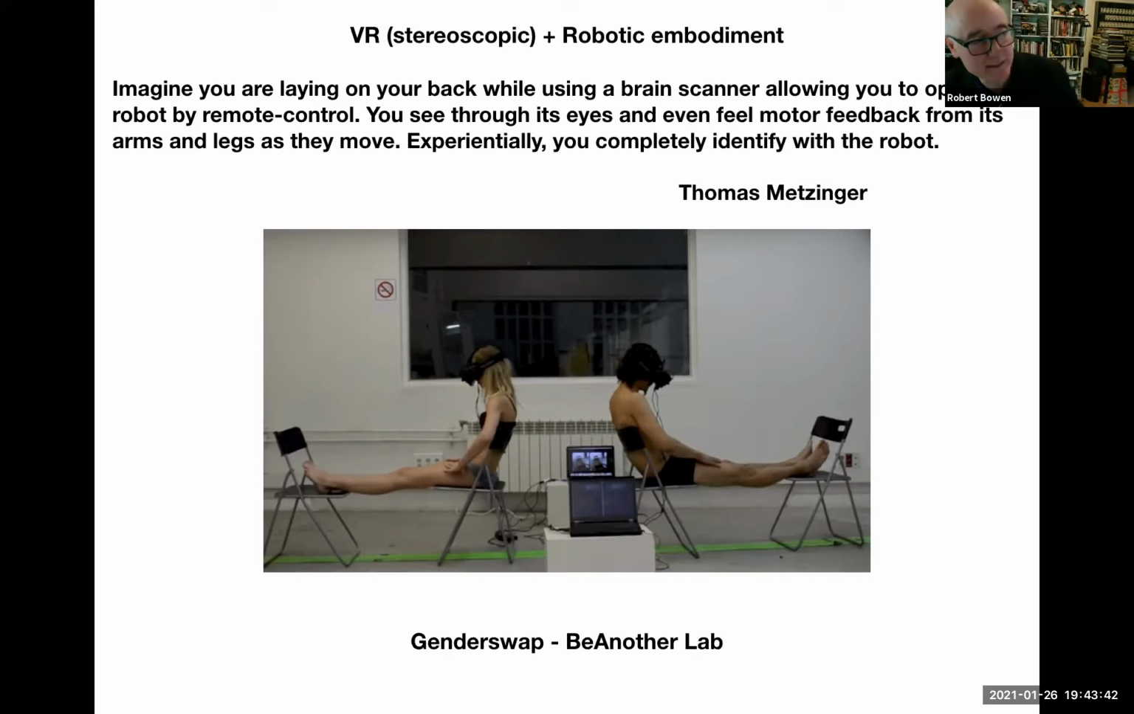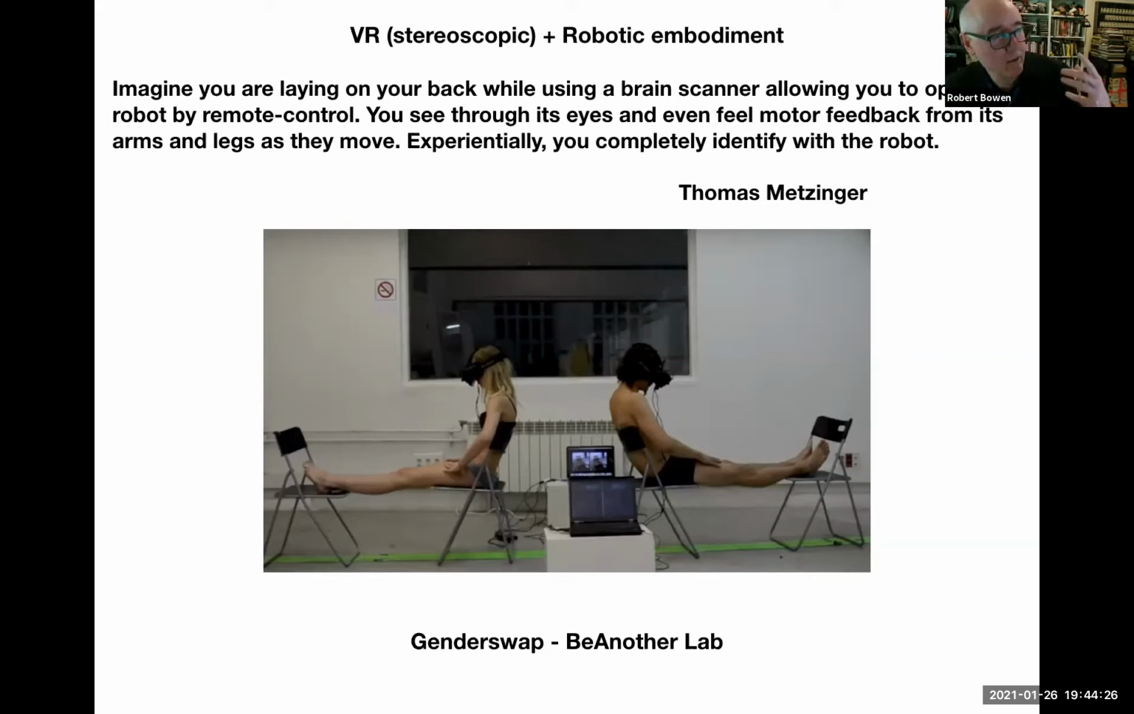But Thomas Metzinger is a philosopher, and he talks about this stuff. The image is from something else, which I'll talk about in a second. Metzinger says, imagine you're lying on your back using a brain scanner that allows you to operate a robot by remote control. You see through its eyes and even feel motor feedback from its arms and legs. Experientially, you completely identify with the robot. So we've talked about cyborgs, and we've talked about how we are cyborgs because we always have an iPhone in our hand. We are part of this. This machine is part of us.